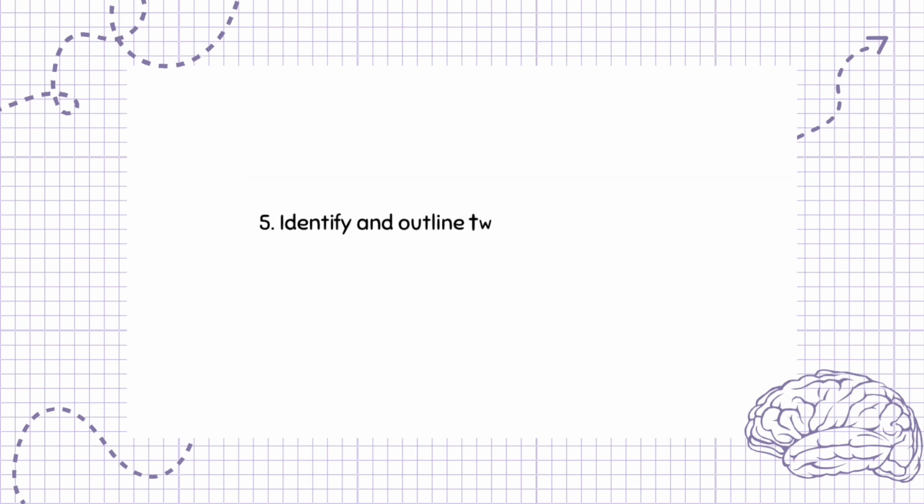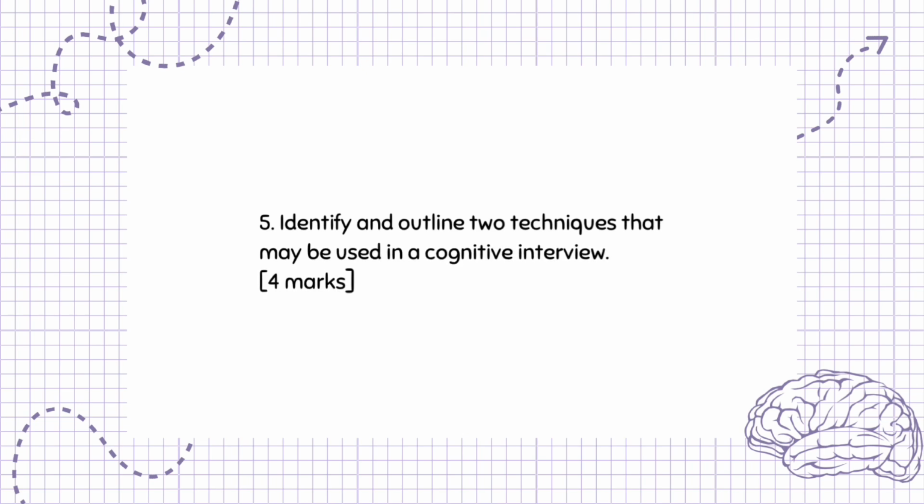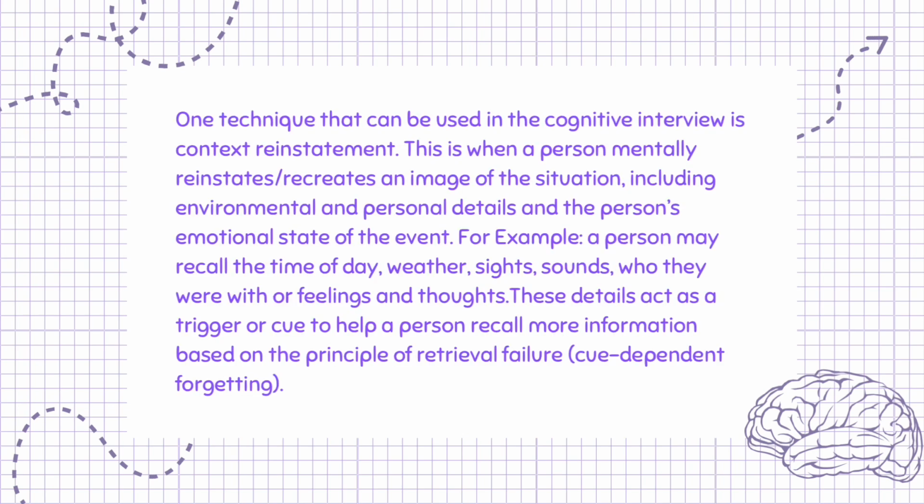Question 5. Identify and outline 2 techniques that may be used in a cognitive interview. 4 marks. 1 technique that can be used in the cognitive interview is context reinstatement. This is when a person mentally recreates an image of the situation, including environmental and personal details and the person's emotional state of the event. For example, a person may recall the time of day, weather, sights, sounds, who they were with or feelings and thoughts. These details act as a trigger or cue to help a person recall more information based on the principle of retrieval failure, cue-dependent forgetting.